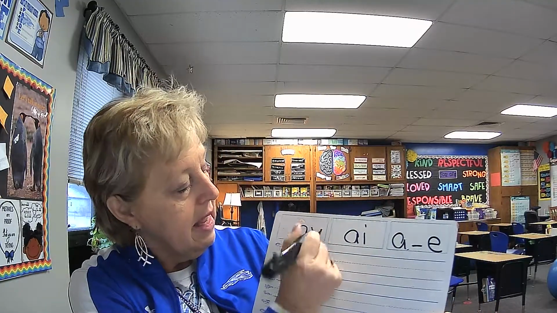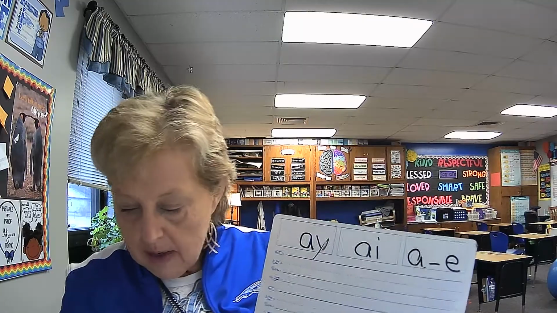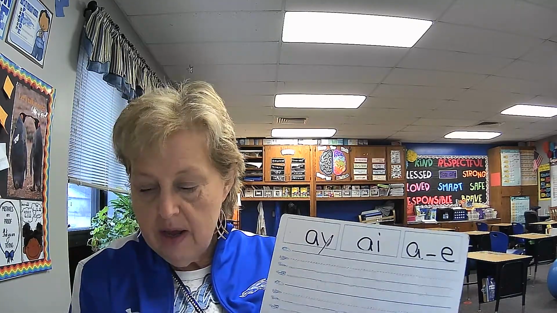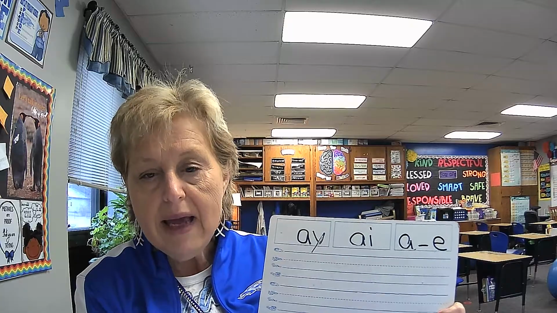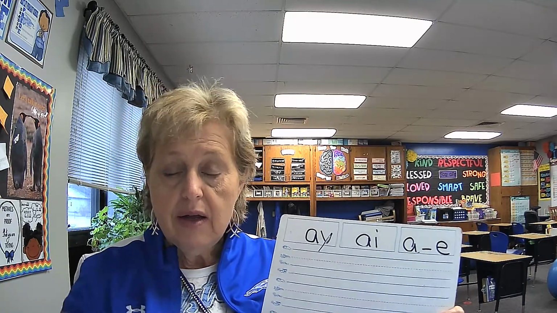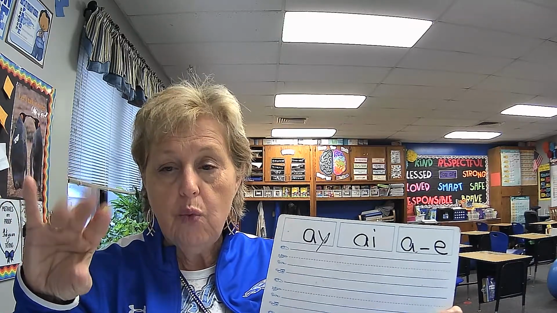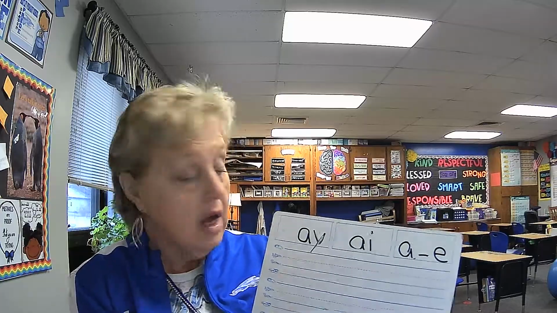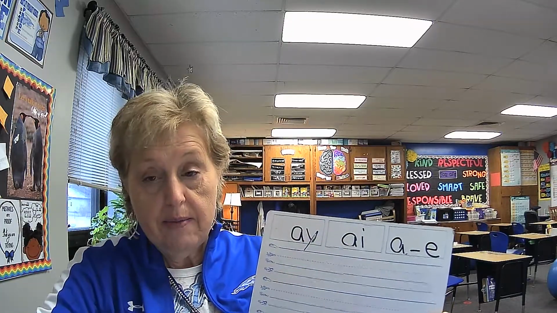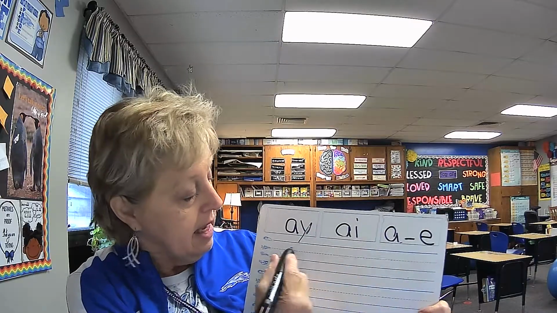All right, on your new slide, you need to write AY, AI, and AE at the top. Let's look at our next word. Echo me. Wait. Wait for me, please. Wait. Elbows up. Wait. Okay, it ends with a consonant, so it can't be AY. So we have to decide if it's AI or AE.